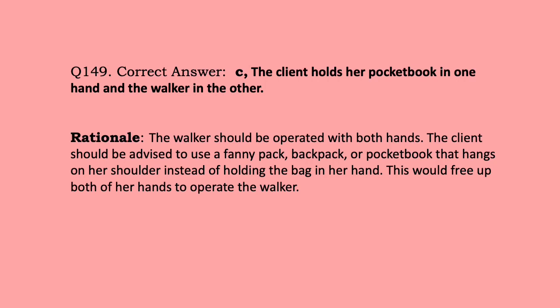Correct answer, C. The client holds her pocketbook in one hand and the walker in the other. Rationale: the walker should be operated with both hands. The client should be advised to use a fanny pack, backpack, or pocketbook that hangs on her shoulder instead of holding the bag in her hand. This would free up both of her hands to operate the walker.